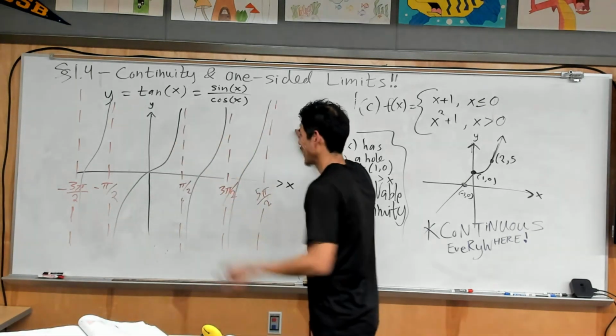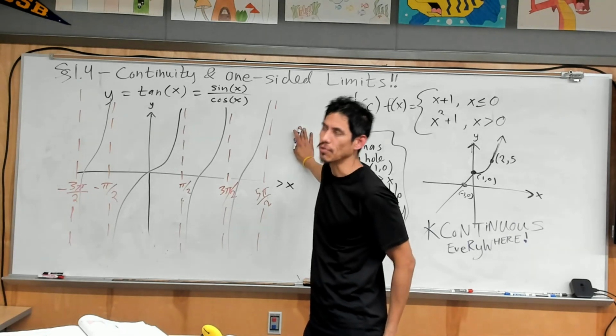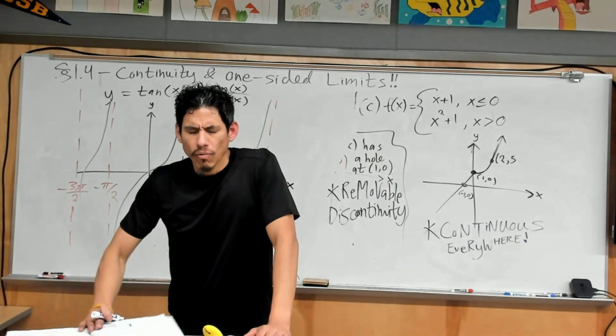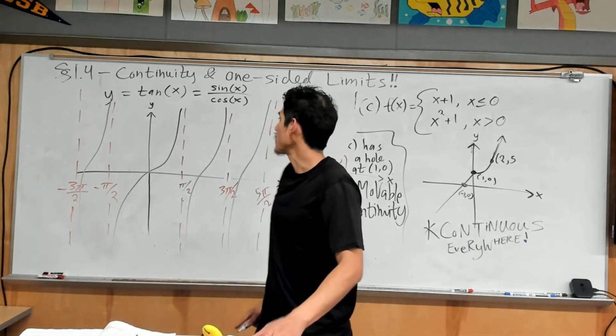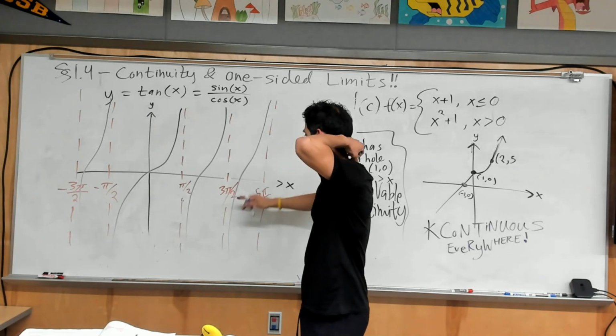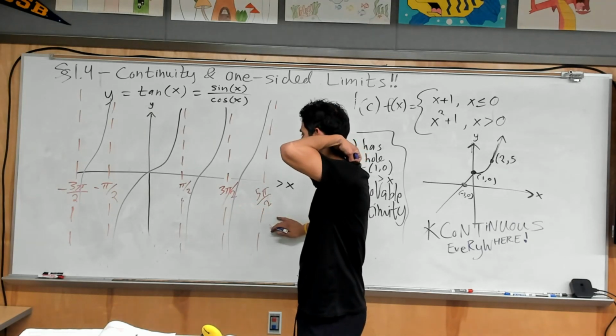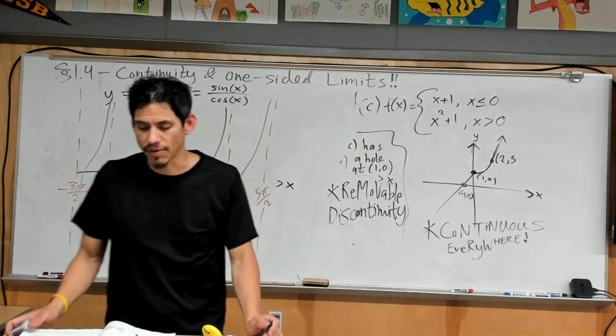But again, it's defined for every value. Well, did I say that wrong? Yeah, it's not defined for every value. Actually, I was saying that wrong. I was testing you. So it's not defined for multiples of pi over 2. And so it's discontinuous at multiples of pi over 2.